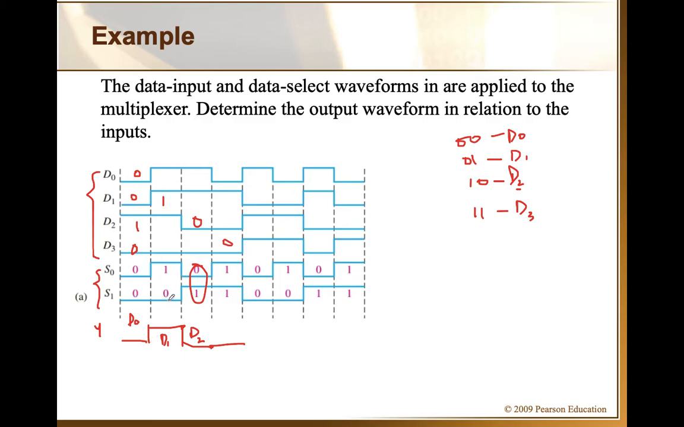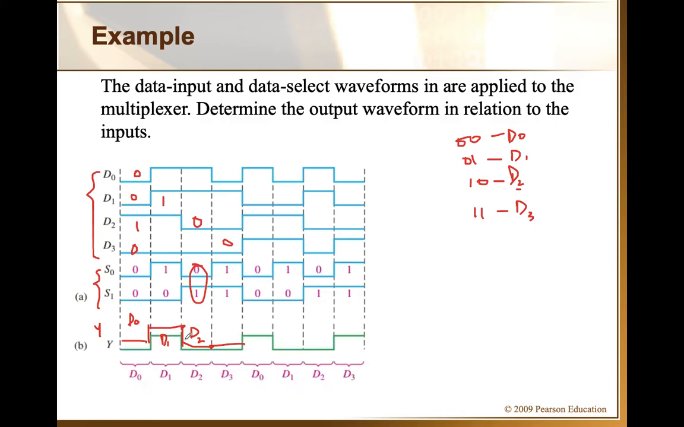Second clock cycle, 0 1. 0 1 means D1 should be selected. What's the data on D1? 1. So 1 will be copied here. Okay, hopefully this is clear, and as you can see, this is the same data line that they have shown.